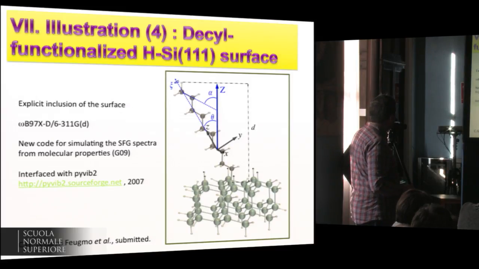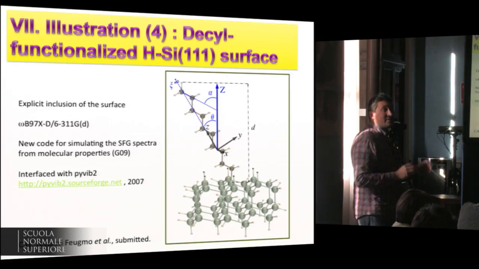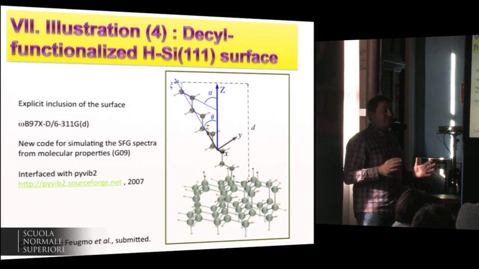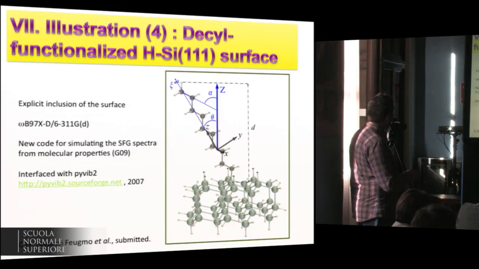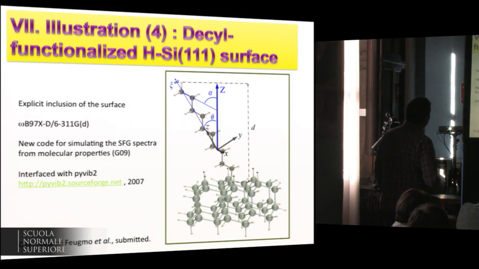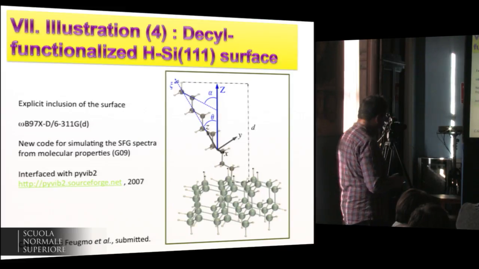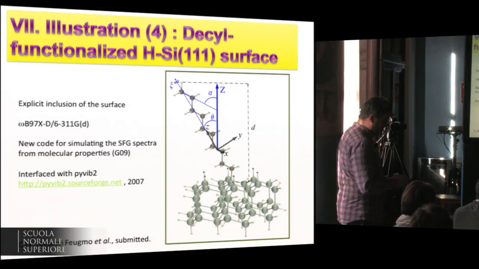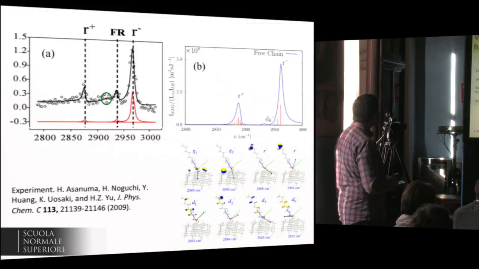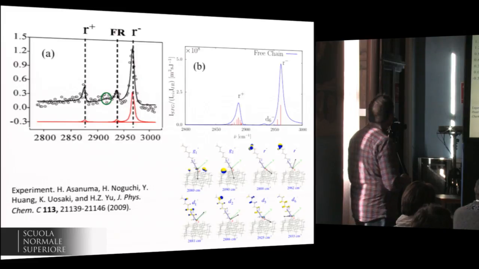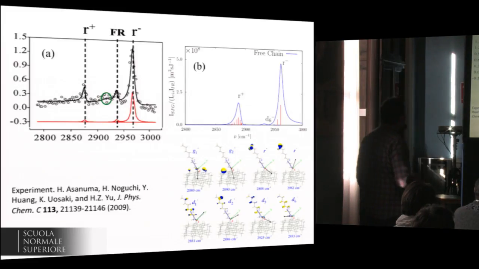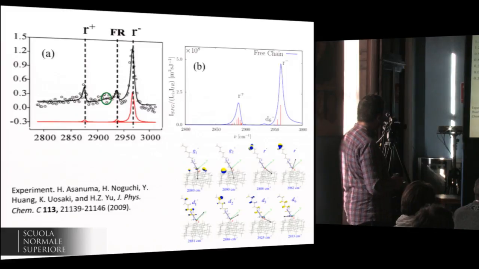And in this first application, we have considered at least a small piece of the surface. So the system is again an alkyl chain, but in this case, it is on a silicon surface. We have been using this functional to take into account dispersion corrections, because this has an impact on the orientation of the molecule at the surface. And here is the first application that we made with this code.